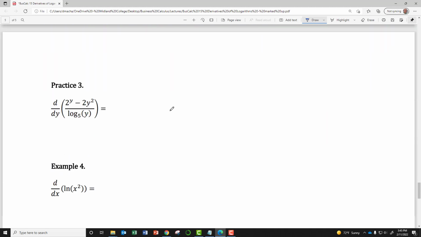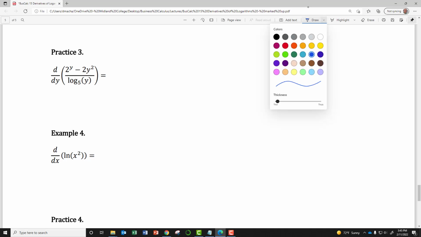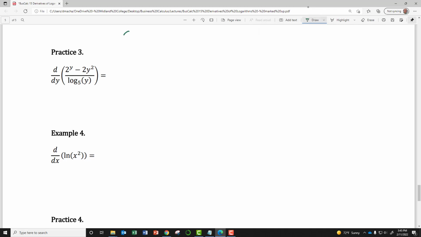This is the point in the video where you pause and you try practice number 3 on your own, and don't restart the video until you have a solution and you're ready to compare answers with me. At this point, I've assumed you've tried your very best and we're ready to solve this with my quotient rule formula.